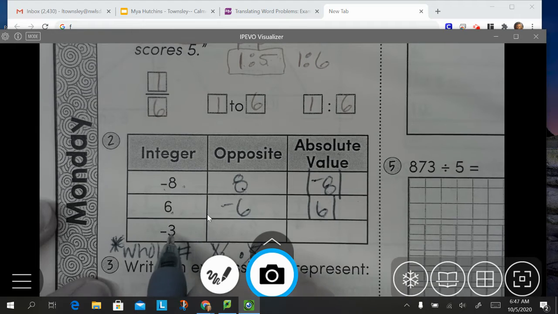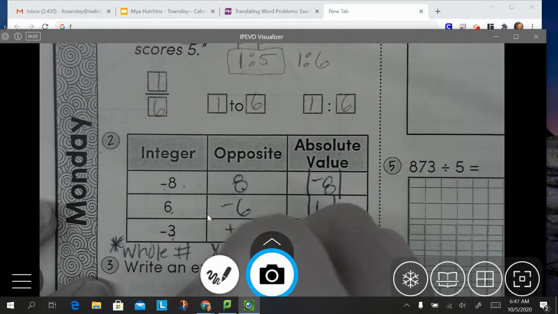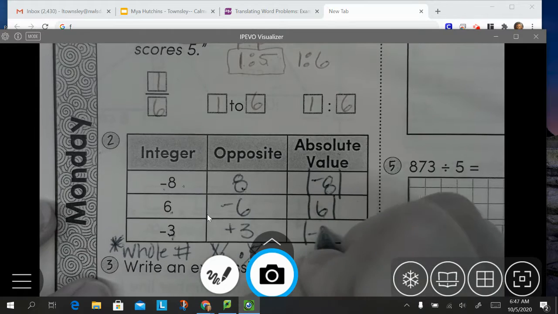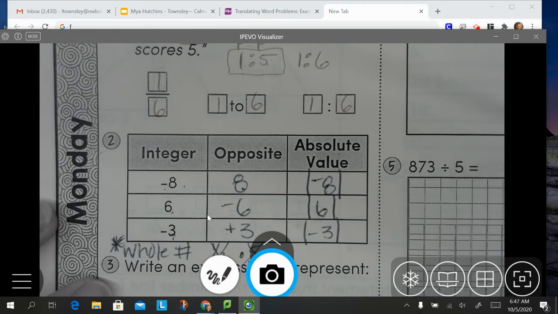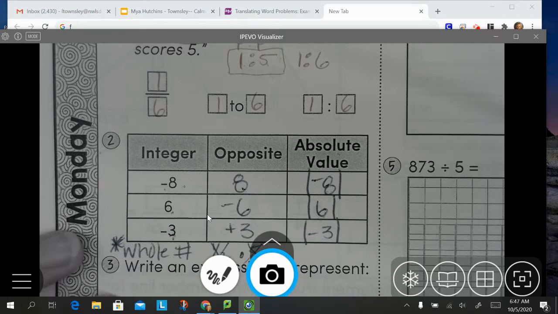Okay, number 2, here we go. -3, the opposite is +3. And the absolute value is written like that. And it's showing you that either way, you're moving either up or down 3 places, okay? All right, good job. All right, number 3, write an expression.